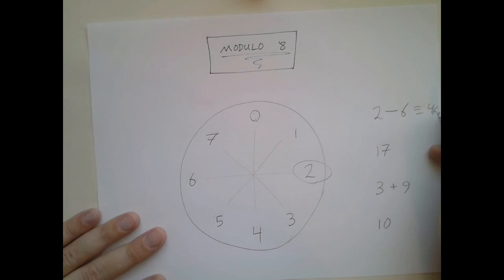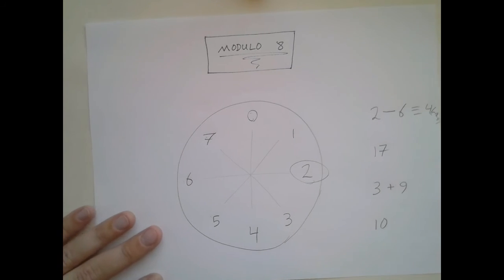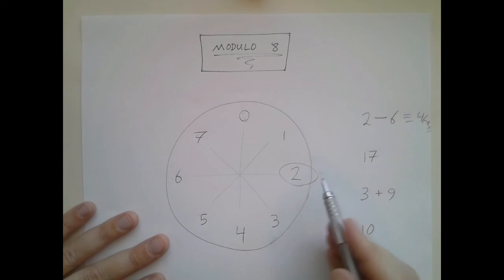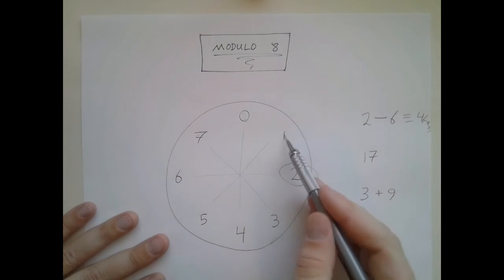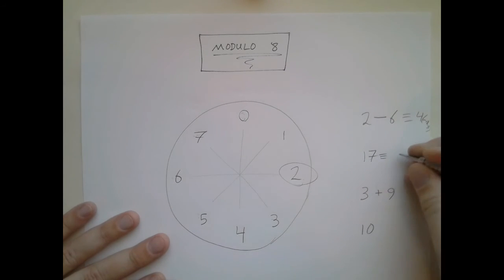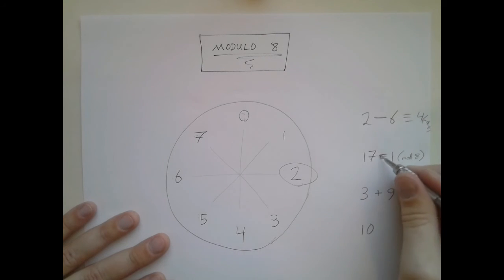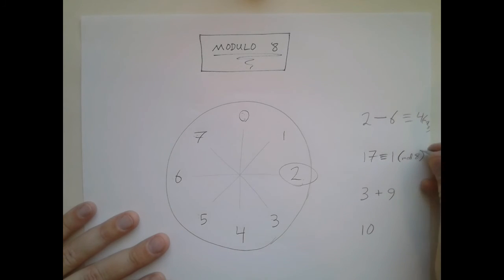Or the technical way to write that would be, in mod 8, running out of room there. So 17, well, 7, 8, 9, 10, 11, 12, 13, 14, 15, 16, 17, that would be congruent to 1 in mod 8. So with this notation, when you're doing the congruent thing, where a whole bunch of different numbers are congruent based on the modulus, you put parentheses around that part.